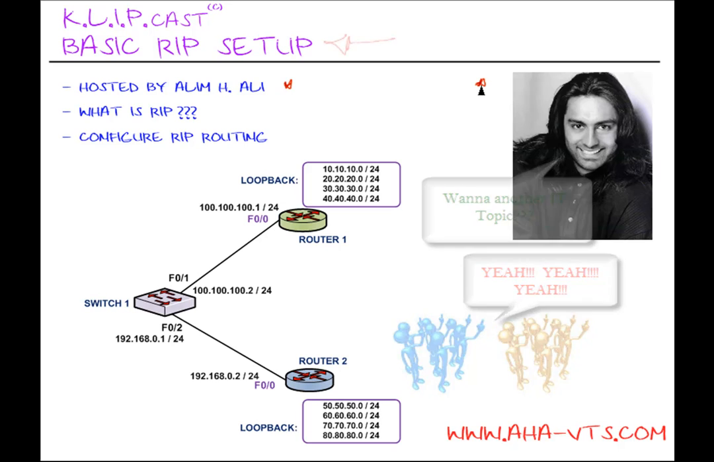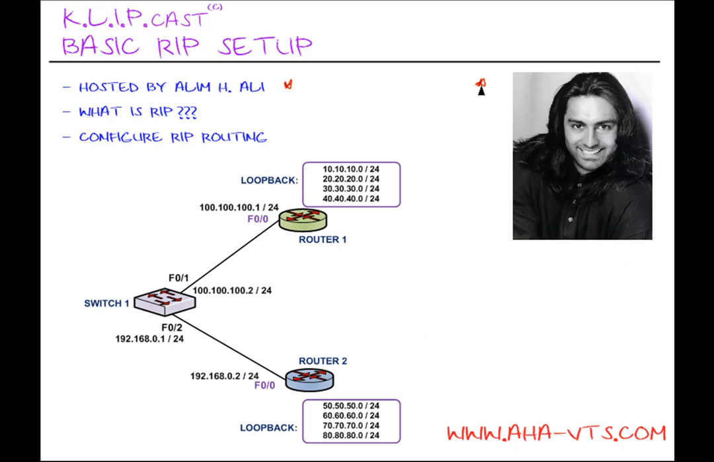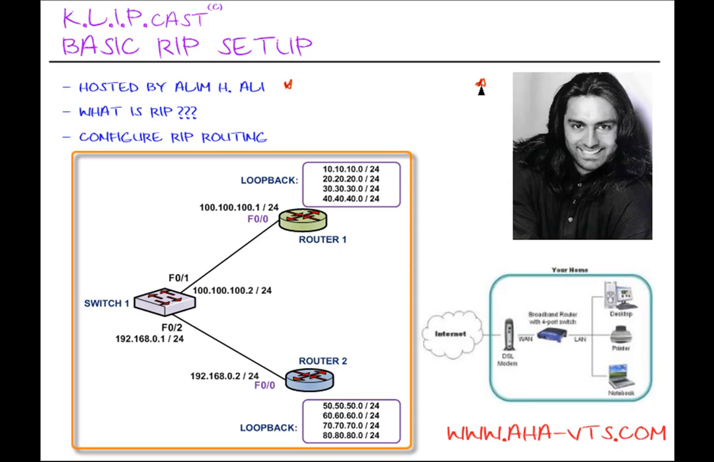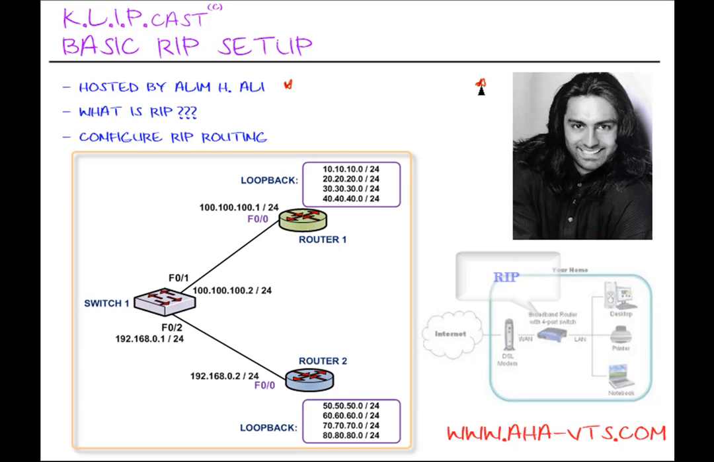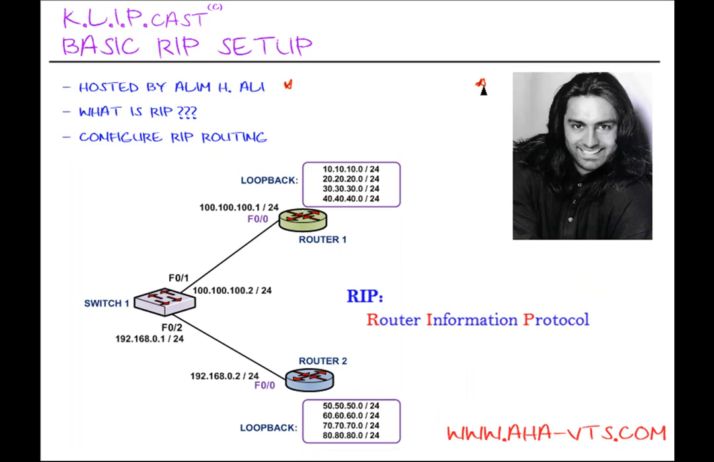Well, this one is about RIP Basic Setup. So as network professionals, we configure many routing protocols and also static routes. But there is one routing protocol that is still being used today in small networks and, believe it or not, on our broadband routers that connect us to the internet, even though this routing protocol may seem to be obsolete. And that is RIP, which stands for Router Information Protocol.